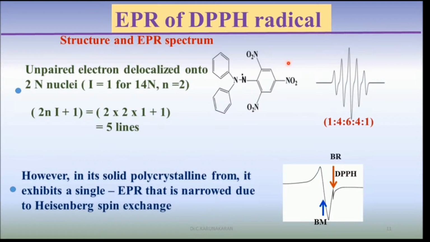Okay, let us see the structure of DPPH. The unpaired electron is delocalized over two nitrogen atoms. Therefore, there are two nitrogen atoms, 2nI plus 1, giving five lines. It is very, very important; it was asked in CSIR or GATE. DPPH is a field marker. The g value for DPPH is 2.0023, which is known. Therefore, the g value for a copper complex, iron complex, or any free radical is calculated using this as the reference compound.